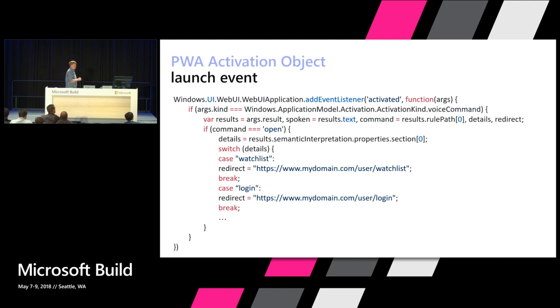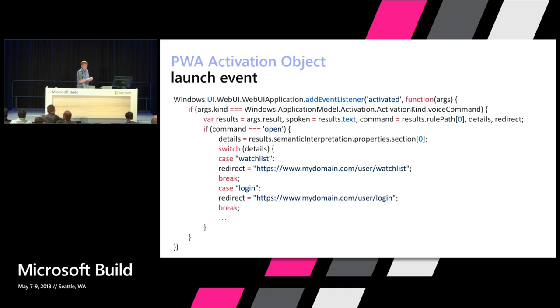So in this scenario, this one is launched by a voice assistant. So a voice assistant launches the application. The activated object then fires. And inside of that, I look at the arguments that are passed in. It tells me how it was launched by a voice assistant. And then I also have additional content that's passed, in this case the command word that was used. And then in my JavaScript, based on the command word, I navigate to a particular URL.